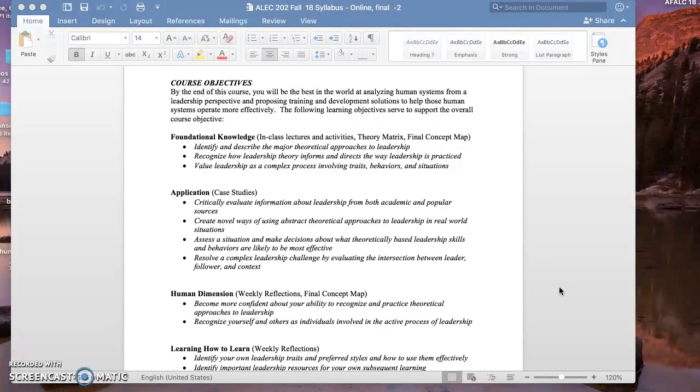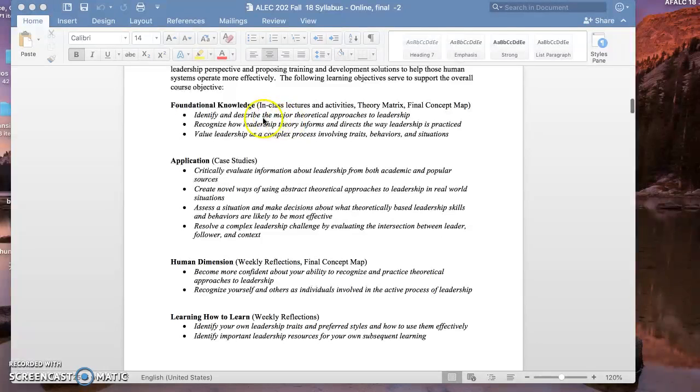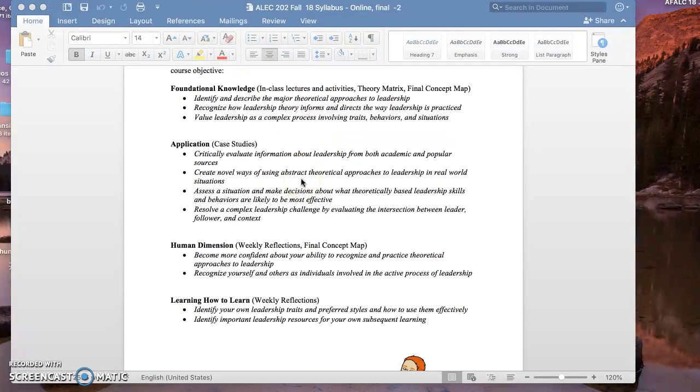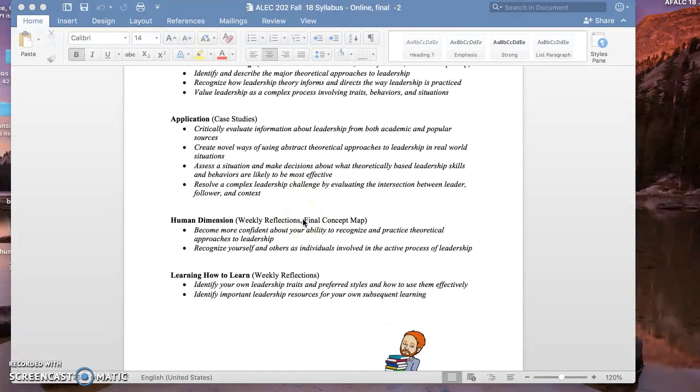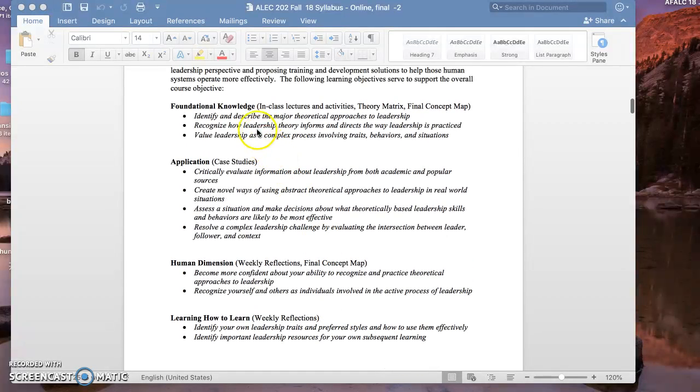Therefore, we're going to spend some time on some foundational knowledge, learning leadership theory, and then you're going to apply that theory to actual organizations and case studies. There'll be a human dimension element where we look at how leadership works within relationships, and then also how you can continue to learn and become a better leader. So each of these 4 objectives is the basis of the course. All of the assignments and discussions that you do are designed to accomplish these objectives.